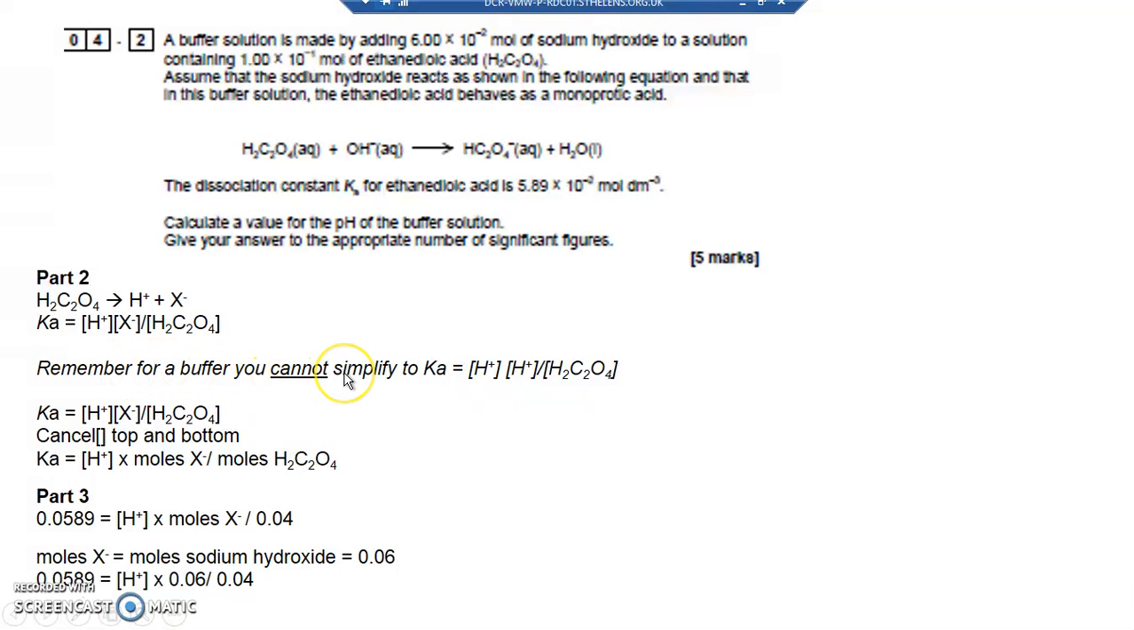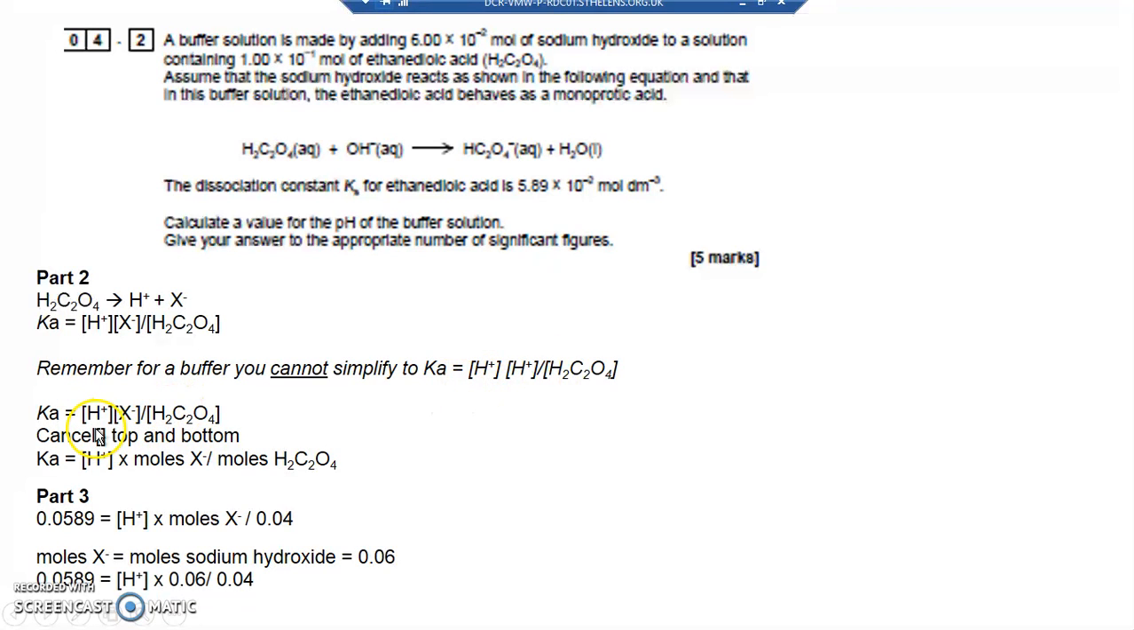Remember at this point for a buffer you can't simplify, you can't say the concentration of H plus and X minus are the same, so you can't simplify to H plus, you can't do that for a buffer because you've sort of messed around with the amounts of these chemicals by adding some sodium hydroxide. So you can't do that. So we need to do something else.